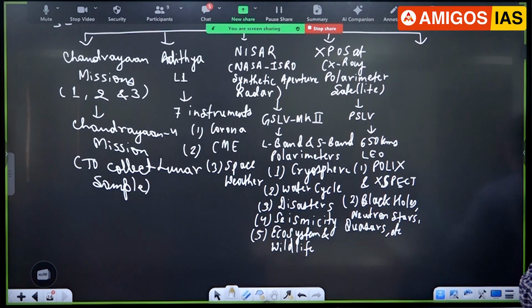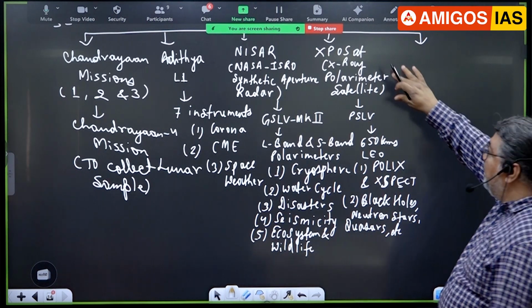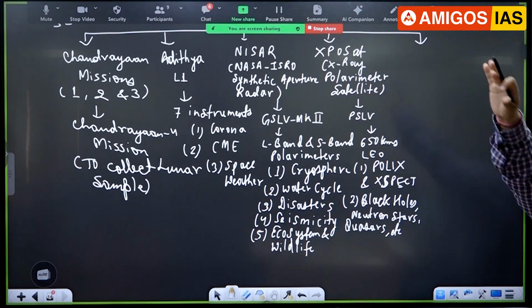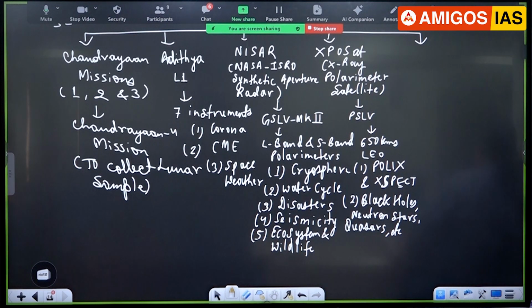Now I'll ask a GK question. Which is India's first satellite to study such things, black holes and stars and everything? XPoSat is not the first. Which satellite has India launched to study astronomy from space? Again, black holes, supernova, neutron stars. ASTROSAT. Which year? 2015. ASTROSAT, India's first astronomical satellite. That was in 2015, again by PSLV.